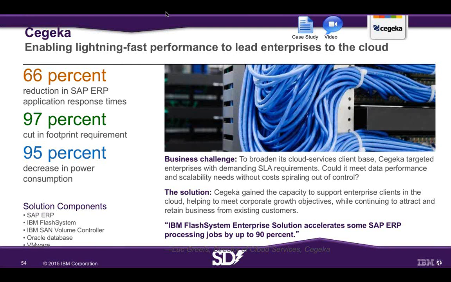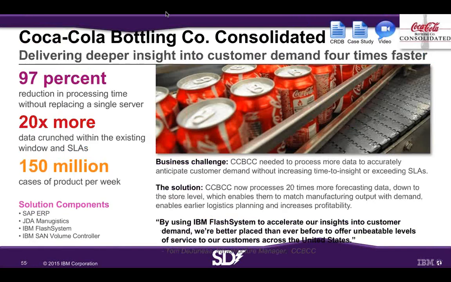This is a good case of a service provider. This is actually in Europe, but they're an SAP service provider. So again, as a service provider, this gave them that boost in SAP response times. And for them, of course, colo facilities matter. A 97% cut in footprint and decrease in power mattered to them from a data center perspective as a service provider.